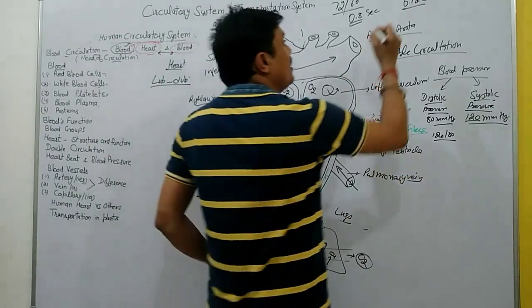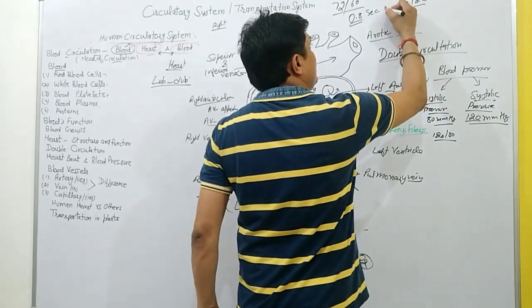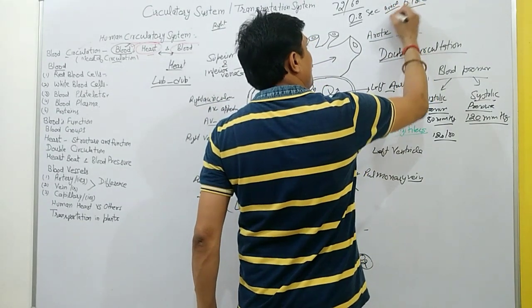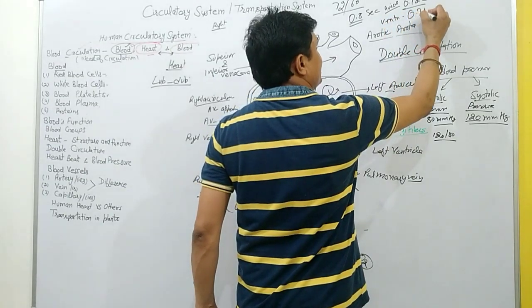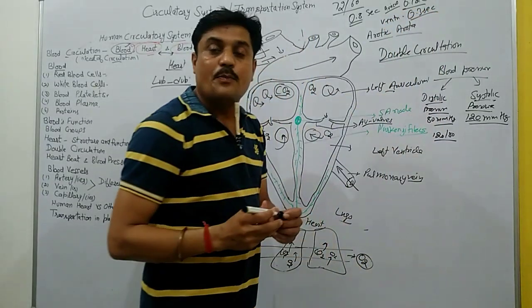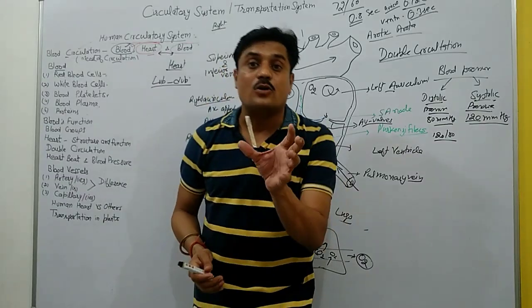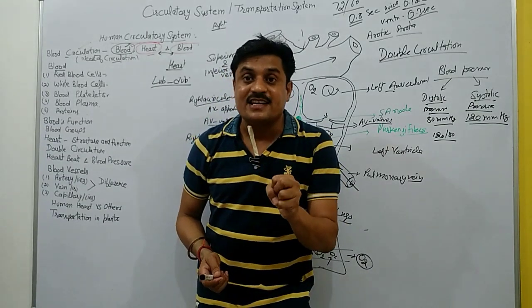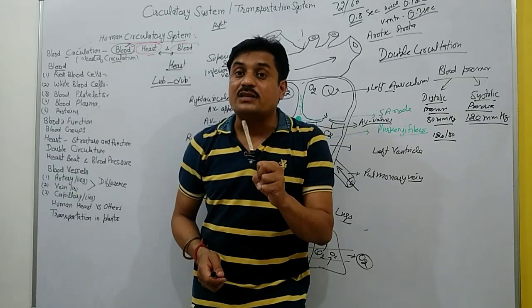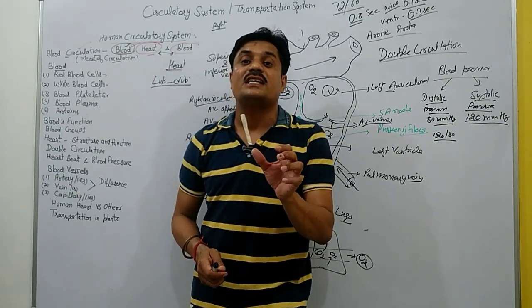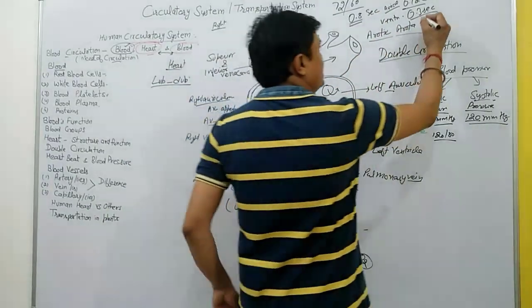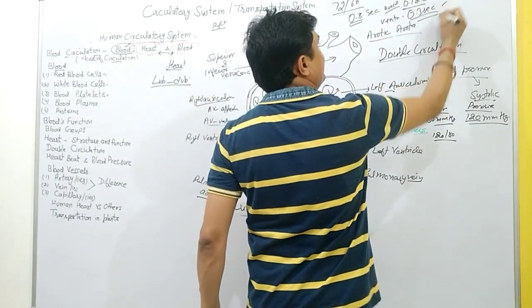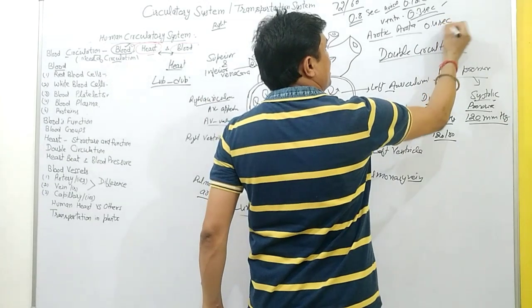Now when the ventricle contracts, it contracts for 0.3 second. The 0.3 second is the time taken by the contraction of the ventricle. Then for the rest of the time it is in the resting form. So if we sum up the two, the total time of contraction of the auricle and ventricle is 0.4 second.